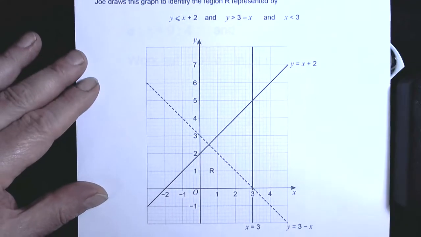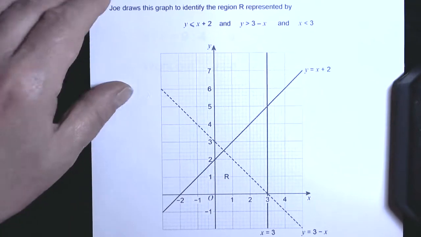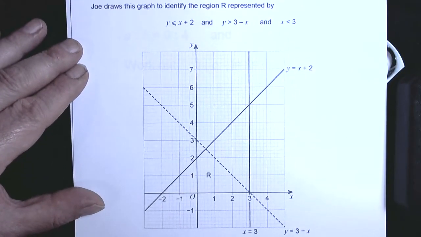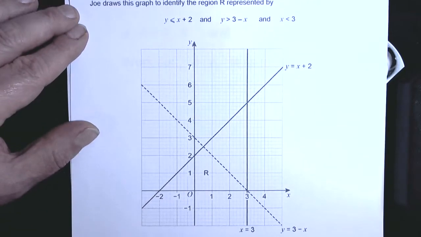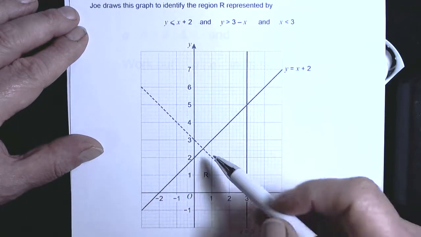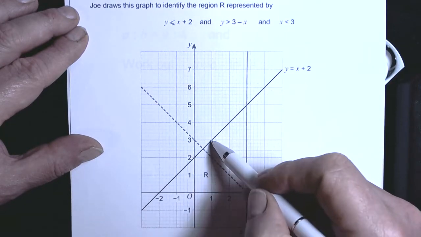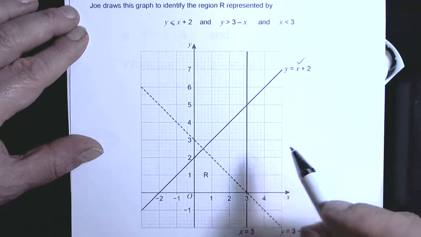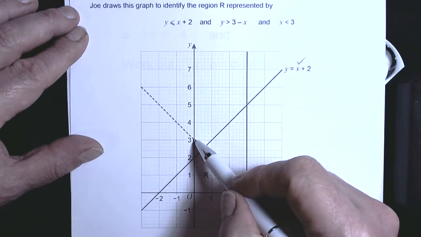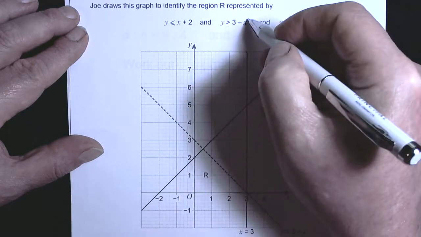This question has given you an inequalities graph drawn, and it wants you to criticise it. It says make two criticisms of the graph. Basically we recognise that this is saying y is less than or equal to x plus 2. So they're saying that this is the line, so we just check it. It does go through 2 as we'd expect for the intercept, and it does have a gradient of 1, across 1, up 1, across 1, up 1. So that seems okay. Y is greater than 3 take away x, that means it must cross at 3, and it's got a negative gradient of 1, so it must go across 1, down 1, across 1, down 1. Yep, that seems to be okay.